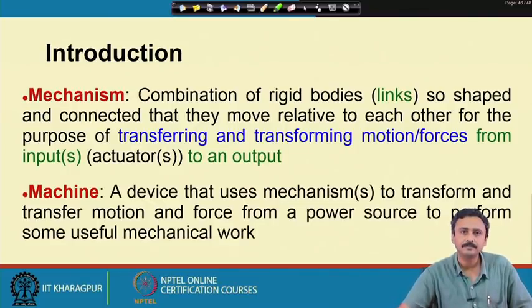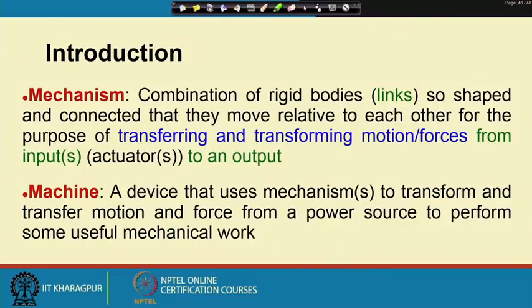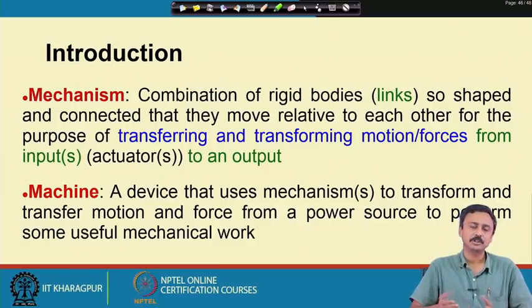Now, what is a machine? A machine is a device that uses mechanisms, there can be one mechanism or multiple mechanisms, to transform and transfer motion and forces from a source of power to perform certain useful mechanical work. In this, therefore, we have automobiles which do useful work, transferring loads, transferring people. We have machines that are used for manufacturing, like milling machine, drilling machine, shaping machine, they are all machines which do useful mechanical work. On the other hand, when we talk of a watch or a clock, we do not call it a machine, though it does useful work, but not useful mechanical work.